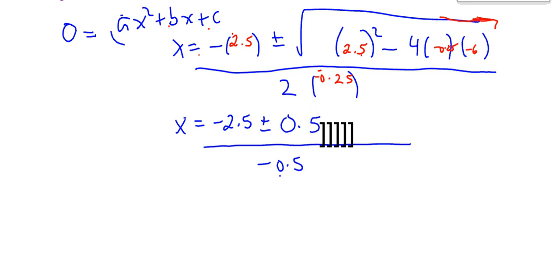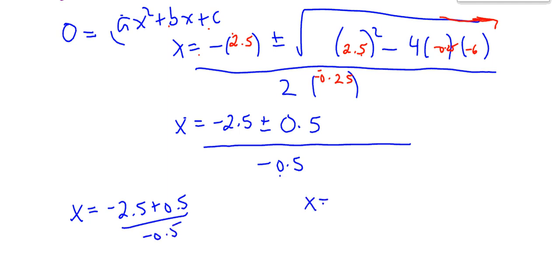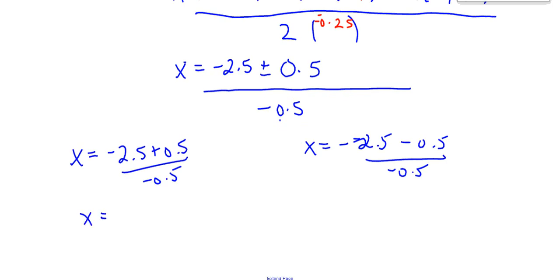So now I just have to finish the calculations. I have two possible answers. One is x is negative 2.5 plus 0.5 divided by negative 0.5. And the other is x is negative 2.5 minus 0.5 divided by negative 0.5. If you calculate those, here I get that x is equal to 4, and here I get that x is equal to 6. Now there's two answers, and they're both completely valid.